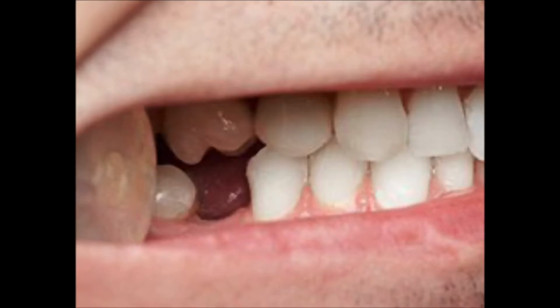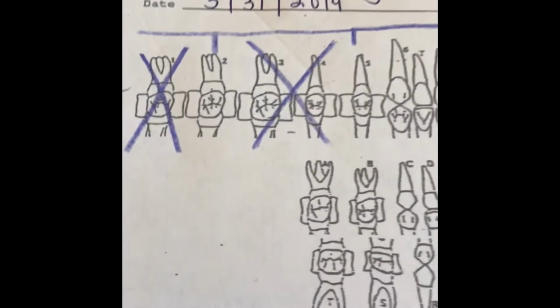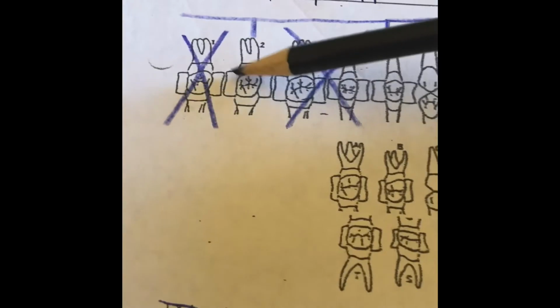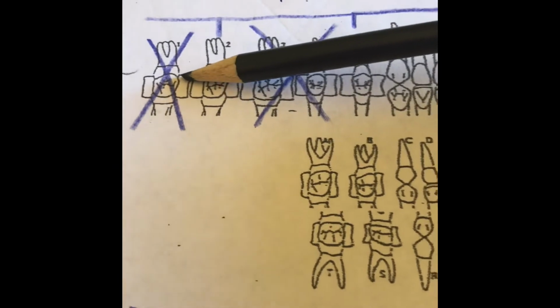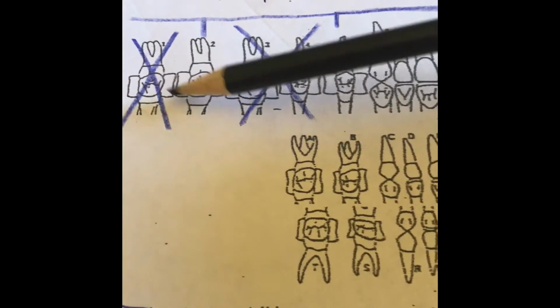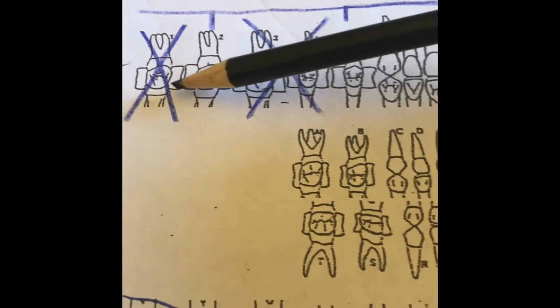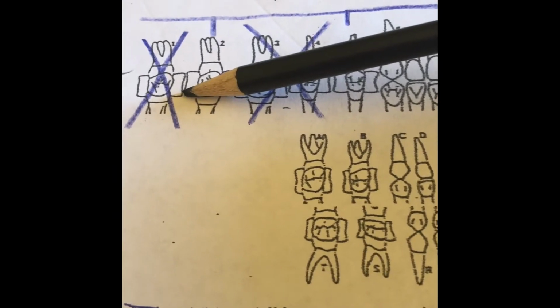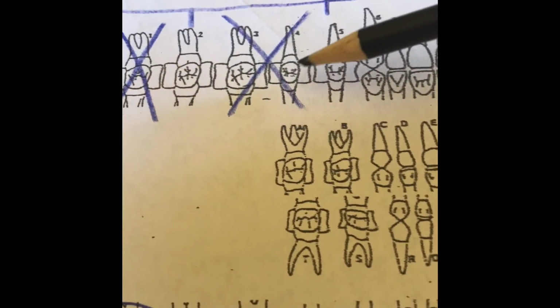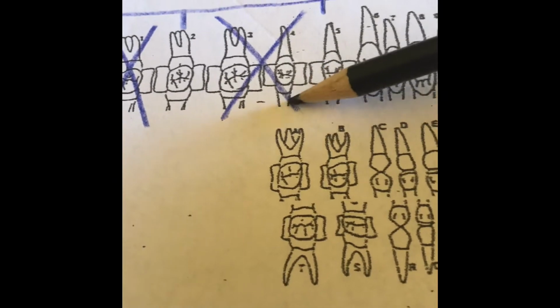The missing tooth is going to be represented by a blue X, like right here. This is one tooth that is missing. It's not unerupted, it is missing. So missing means we have an X, and that is always in blue. If you have more than one and they're together, you can do a big X.